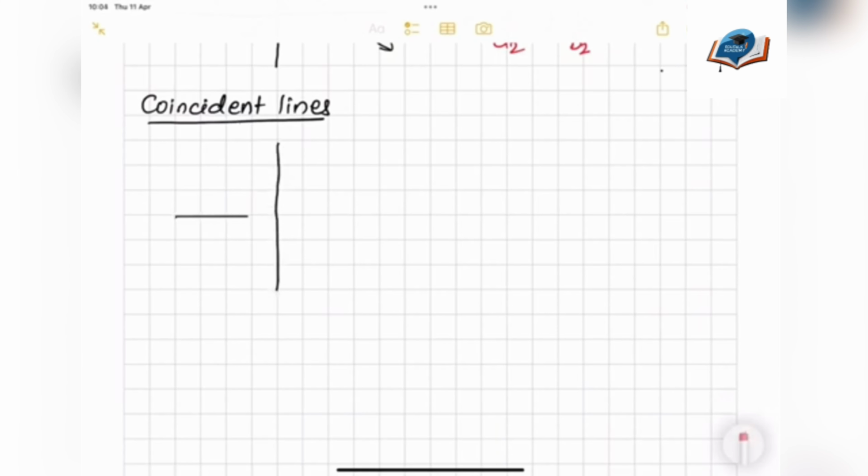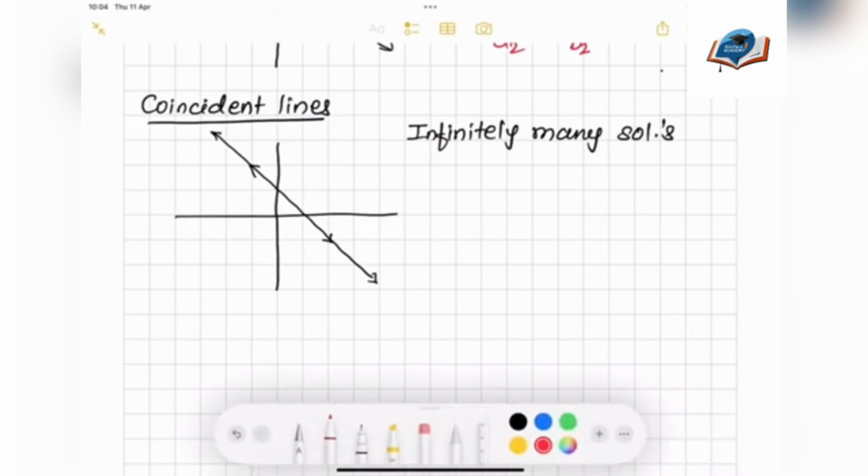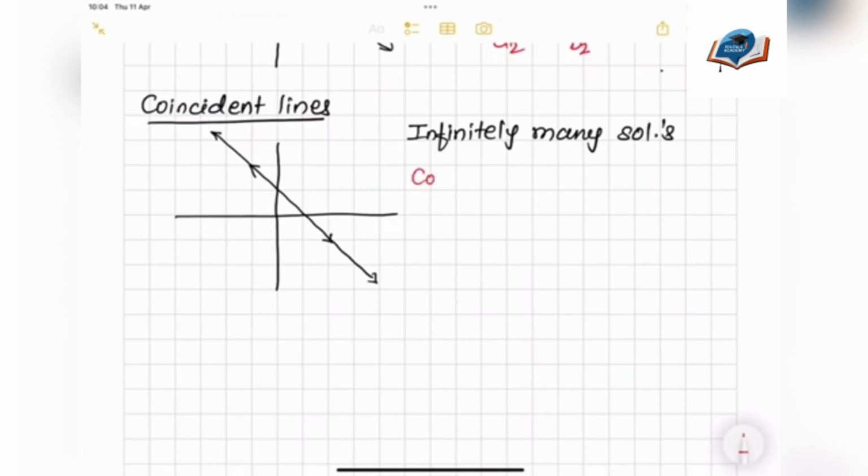Now second is coincident lines. Coincident lines are such lines which touch each other exactly at all the points. That means one line is overlapping the second line. See, I am showing you the figure. This is the first line and on that only the second line is coming. So I can say that both the lines are coincident. Here infinitely many solutions will be there. I will be getting at each point one solution because both the lines are the same.